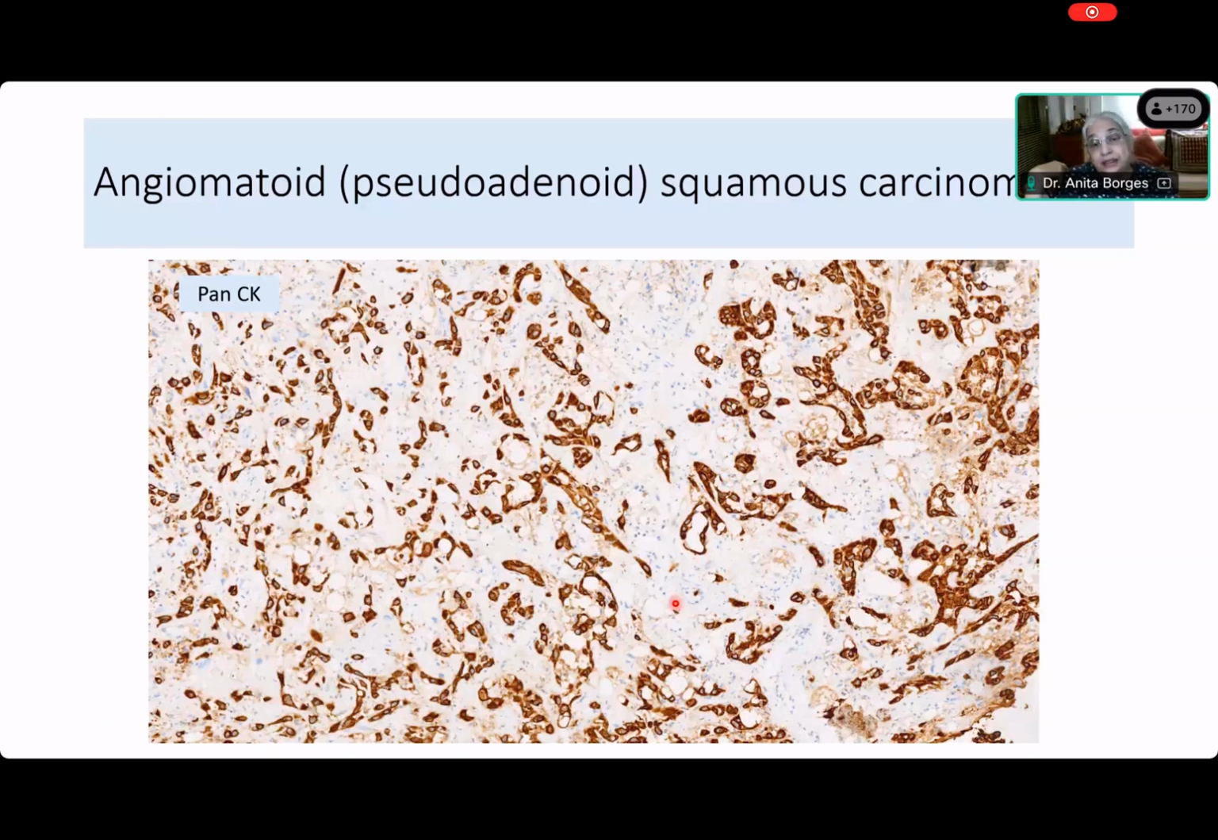Then this is pan-CK. So this thing is an angiomatoid, pseudoadenoid, whatever you want to call it, squamous carcinoma. Okay. Now, would we call this a poorly differentiated squamous carcinoma?